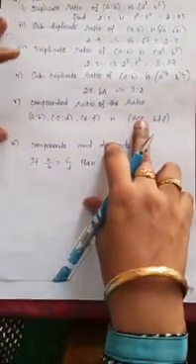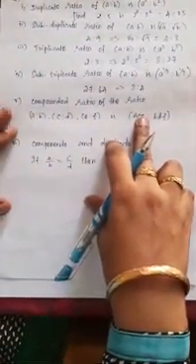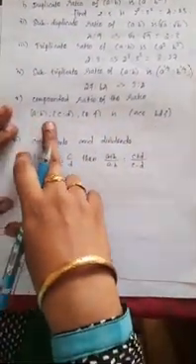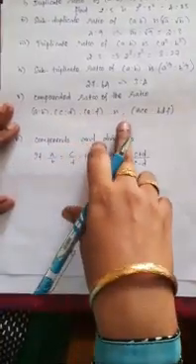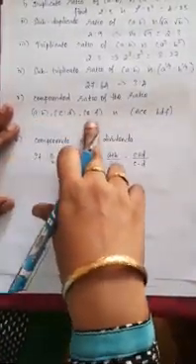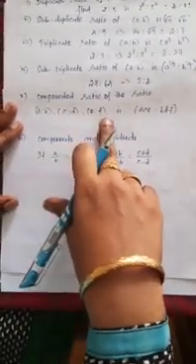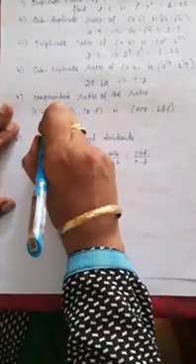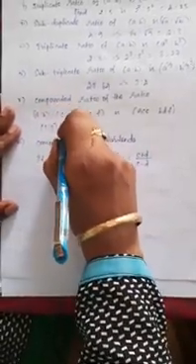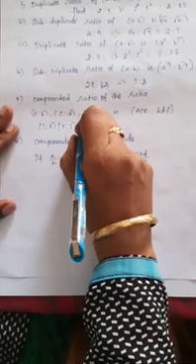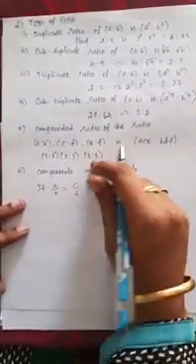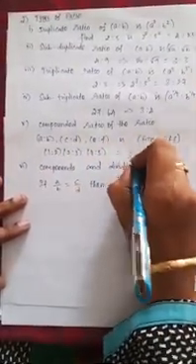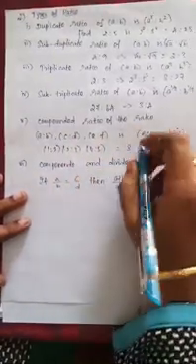And fifth one is compounded ratio of the ratio. That is A is to B, C is to D, E is to F is A, C, E is to B, D, F. This is compounded ratio. For example, 1 is to 2, 2 is to 3 and 4 is to 5 is given. To find the compounded ratio, 1 into 2 into 4, that is 8 is to 2 into 3 into 5, that is 30.